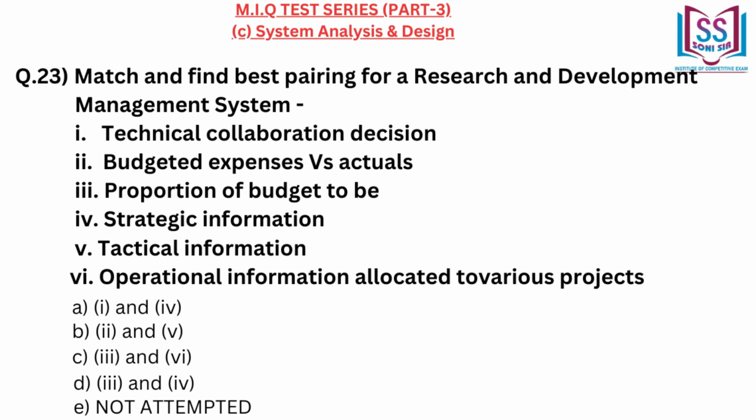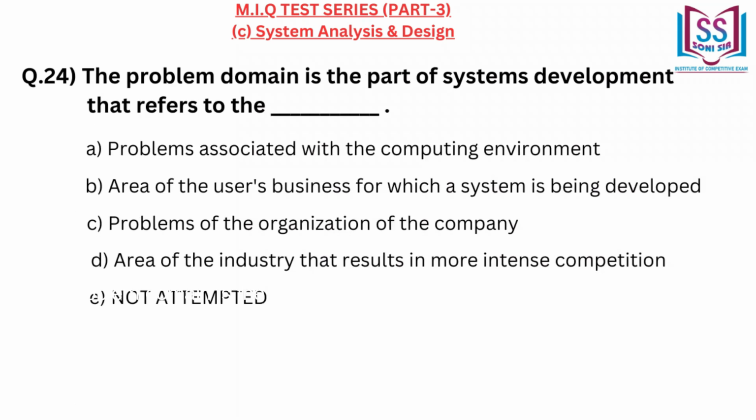D. 3 and 4. The problem domain is the part of systems development that refers to the dash. A. Problems associated with the computing environment. B. Area of the user's business for which a system is being developed. C. Problems of the organization of the company. D. Area of the industry that results in more intense competition.